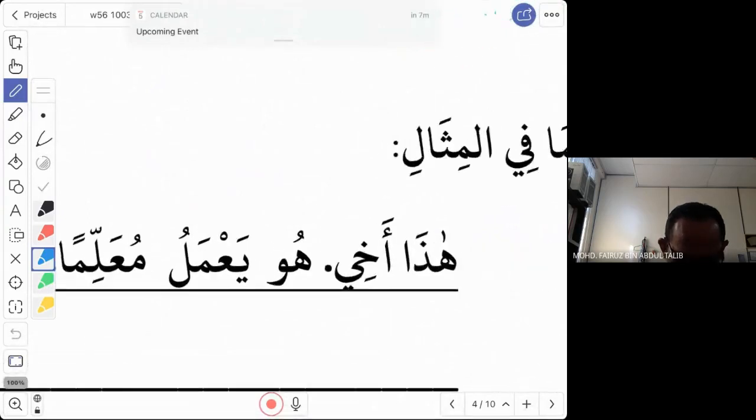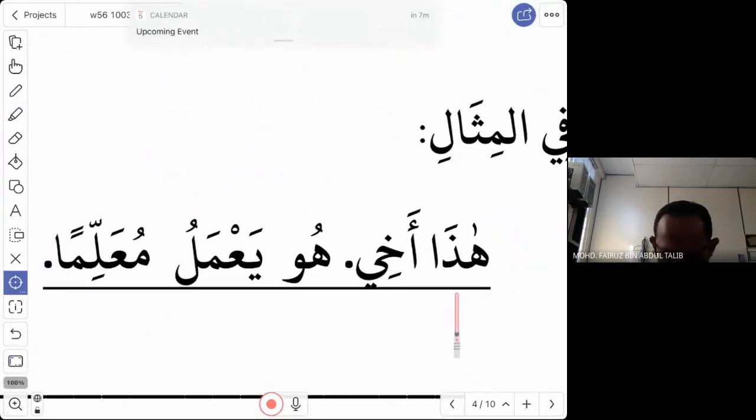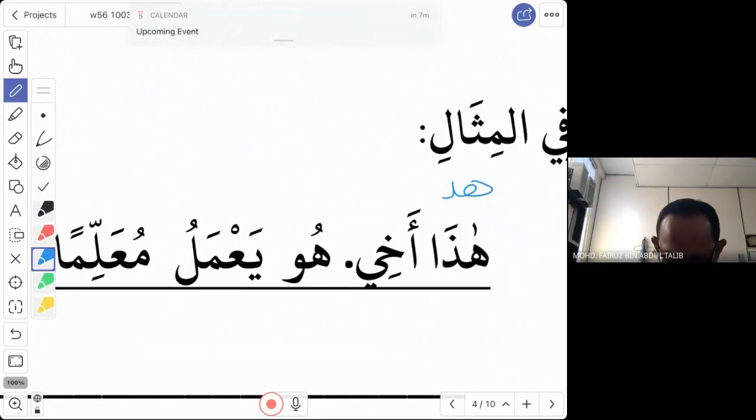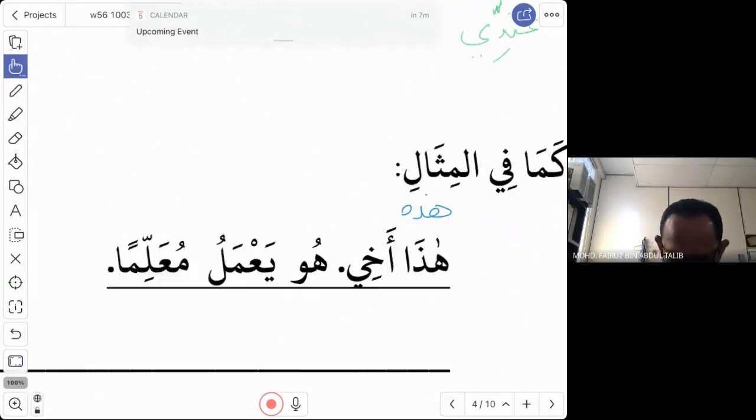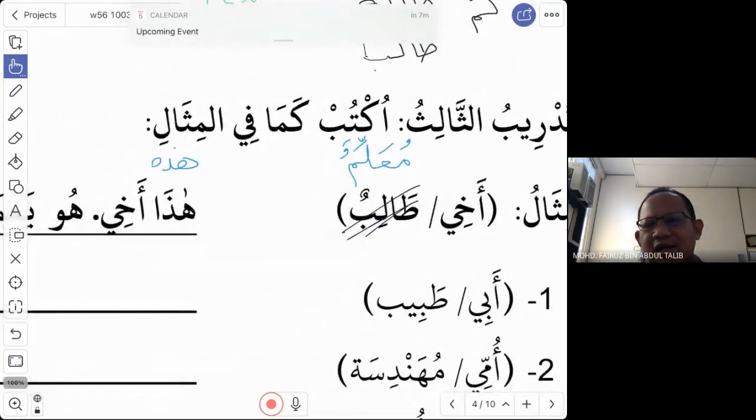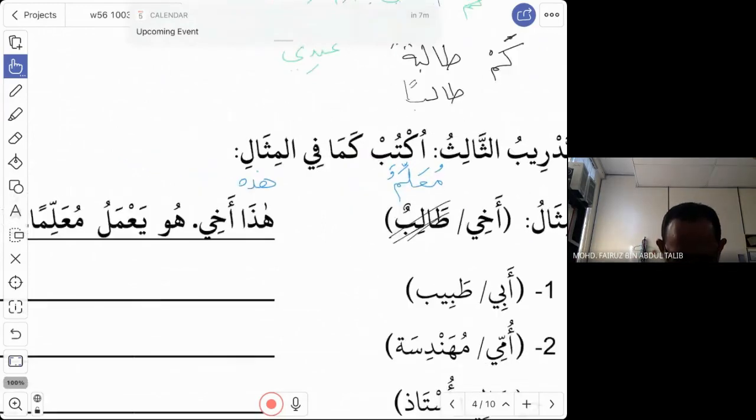First, you use this word haza. Of course, haza is for male, and for female we will say hazihi. So you use either haza or hazihi. You check with the word whether it is male or female. So here the word is akhi. You just say haza akhi. That's all. That is the first sentence. We just want to use the word this and differentiate between male and female at the same time.